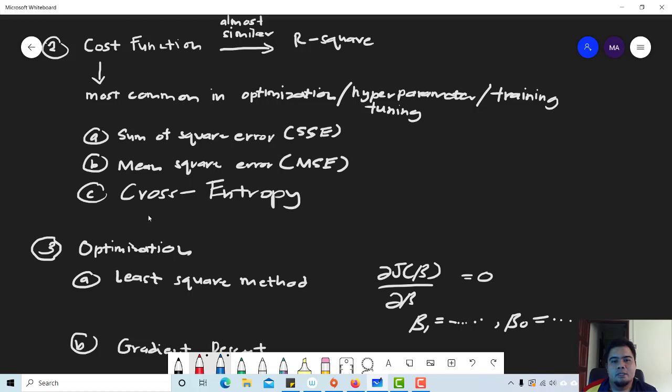The third one, which I have not exposed to you, is called cross entropy. I will not discuss this one in detail. I just want to give you some introduction that cross entropy is one type of cost function, a special cost function designed specially for classification models. What is a classification model? It is like your logistic regression. Logistic regression is one of the classification models, whereas linear regression is a regression model.